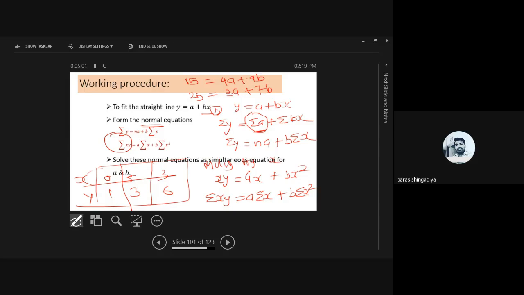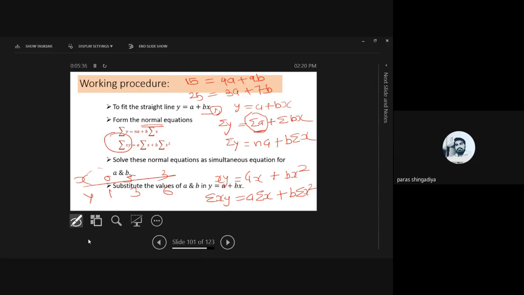Okay. Since sigma y is equal to na plus b sigma x, and sigma xy is equal to a sigma x plus b sigma x square for this data, for the given table, you have to derive these four values. Then replace them in all these equations, simplify it. Okay, consider it in proper form, that is 15 is equal to 4a plus 9b form. Okay, constant values will be there. And then after, solve these normal equations simultaneously and derive a and b, and substitute the values of a and b in the equation.